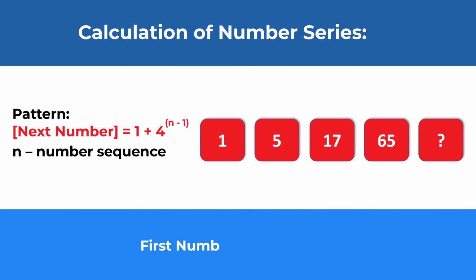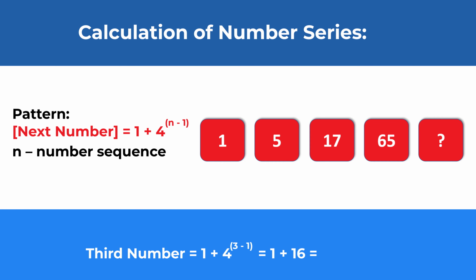The first number is calculated as 1 plus 4 in the power of 0, which is 1. Second number is calculated as 1 plus 4 in the power of 2 minus 1, which is an equivalent of 1 plus 4 and equals 5. Third number is calculated as 1 plus 4 in the power of 3 minus 1, which is 1 plus 4 in the power of 2, which is 16, which equals 17.